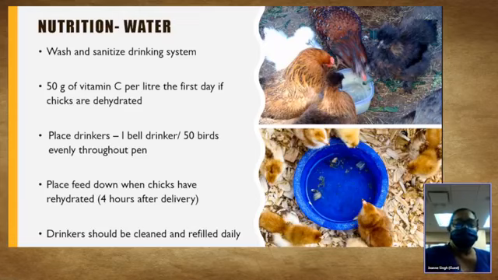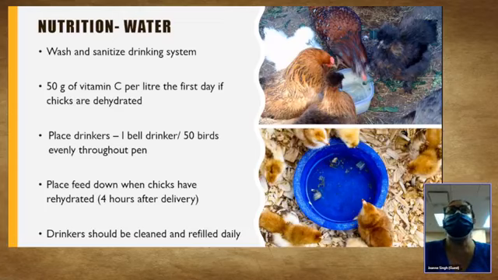Your drinkers will be 1 bell drinker per 50 birds. This is for brooding, right? So brooding is the first stage. And your feed, you put your feed down around 4 hours after delivery because you want your chicks to be fully rehydrated before they start feeding.